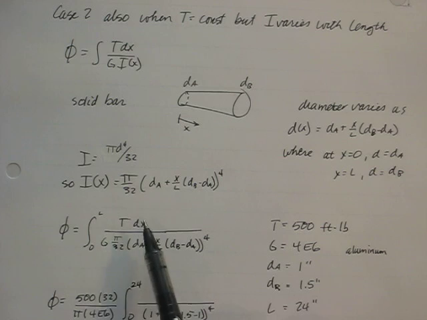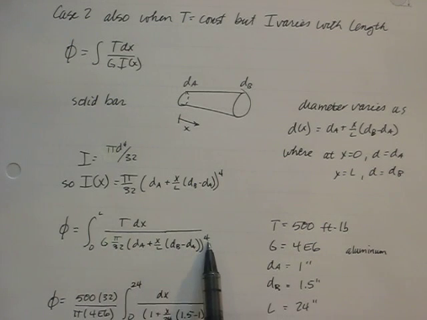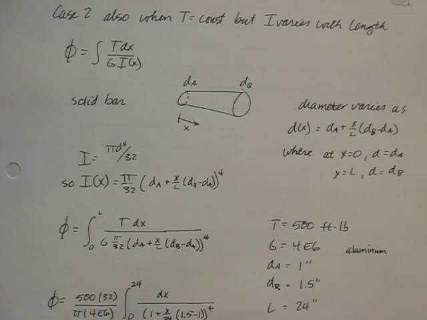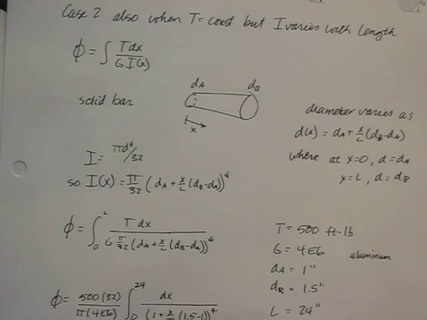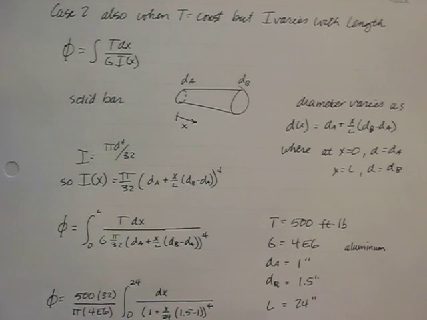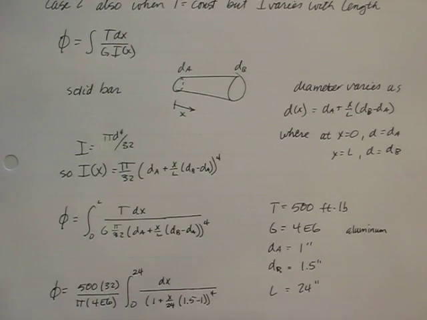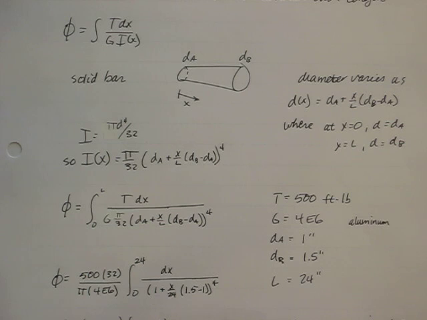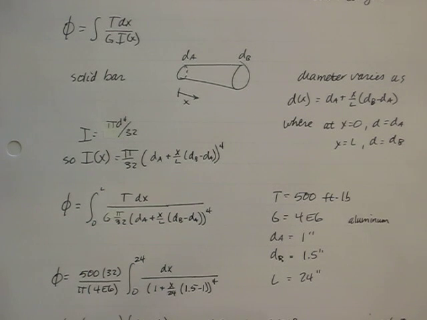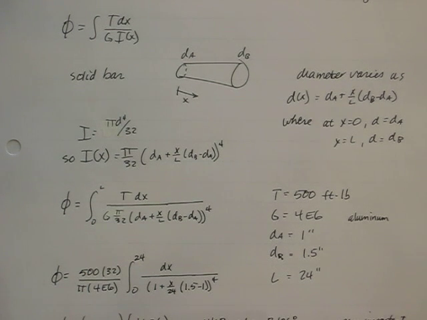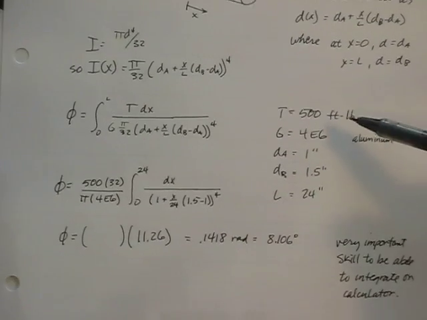And I got my torque, T, over G, pi over 32, then I get this whole big quantity to the 4th power. Now, you could probably integrate that as an integral. That'd be a challenge. I'm not going to require that you be that good at math. I would rather have you be pretty proficient with being able to do this kind of an integral on your calculator. So I'm going to put just some values in here and see what we get.